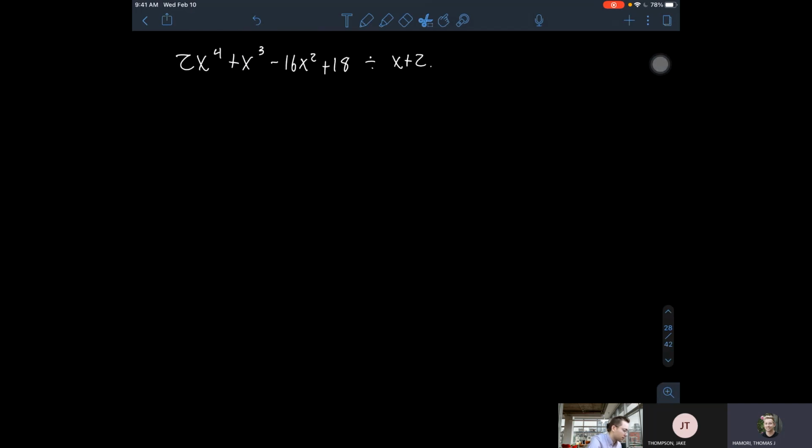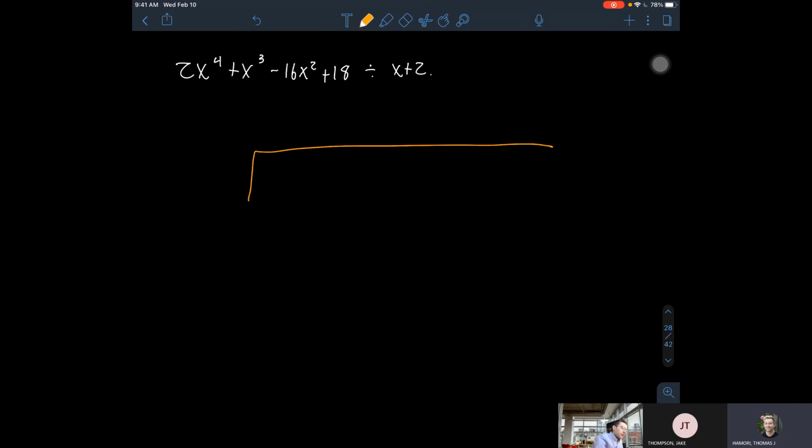Okay, so we want to do this process. So what should we do first? We should set up our division, and we have to remember that there's a hanging 0x here in between the 16x squared and the 18. So I'm going to write this down. We put 2x to the 4th plus x cubed minus 16x squared plus 0x plus 18, and then x plus 2 on the outside.